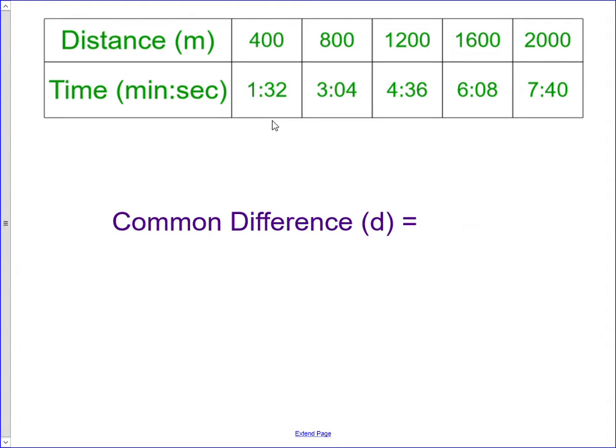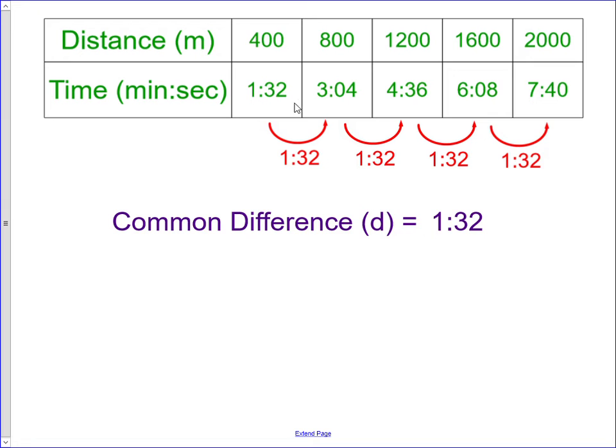When we go from 1 minute and 32 seconds to 3 minutes and 4 seconds, we notice that there's a common difference of 1 minute and 32 seconds. When we go from 3 minutes and 4 seconds to 4 minutes and 36 seconds, we notice that there is also a similar increase. If we check the rest of them, we'll notice that yes, the increase all the way up, or the common difference, is 1 minute and 32 seconds. So this does represent an arithmetic sequence.